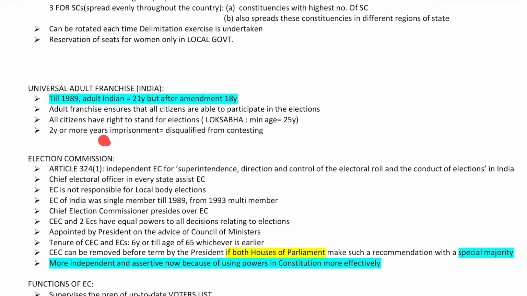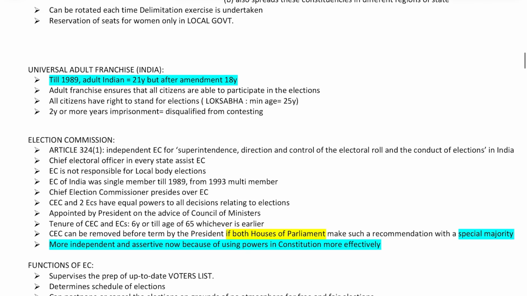So, the article which facilitates the formation of the Election Commission is Article 324. It says that the superintendence, direction and control of the electoral roll and the conduct of elections in India are all managed by the Election Commission. The Chief Electoral Officer is present in every state in order to assist the Election Commission. The Election Commission is not responsible for local body elections. The local body elections are conducted by the state election commissions.